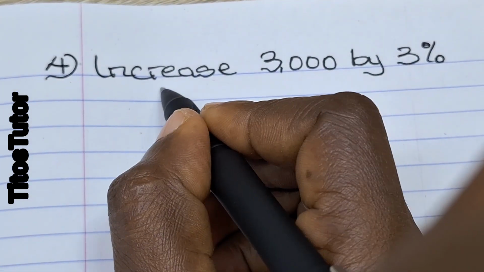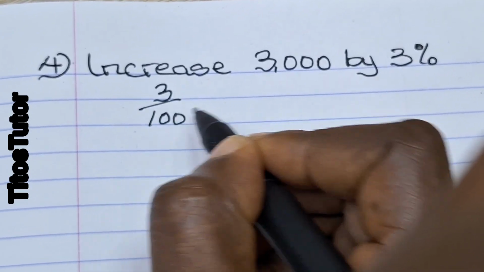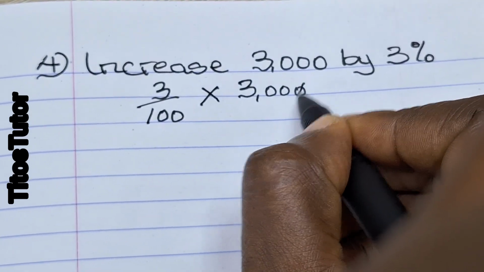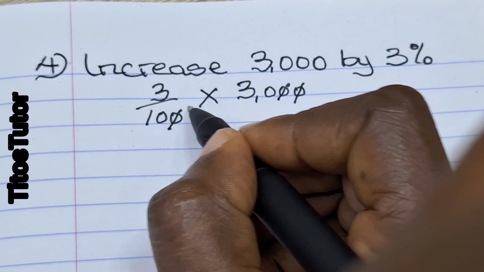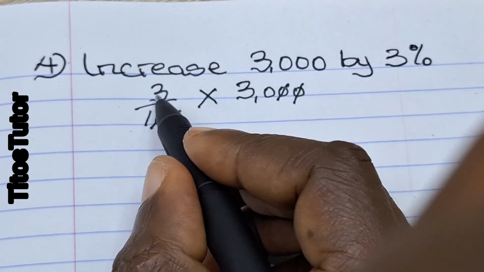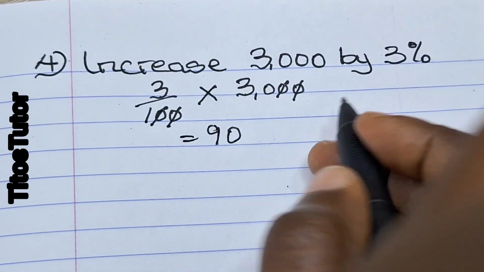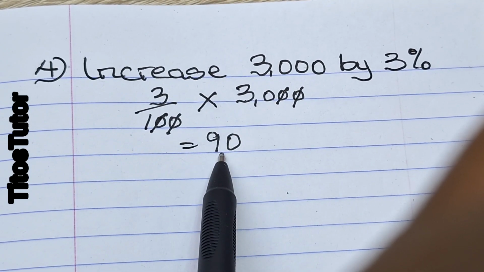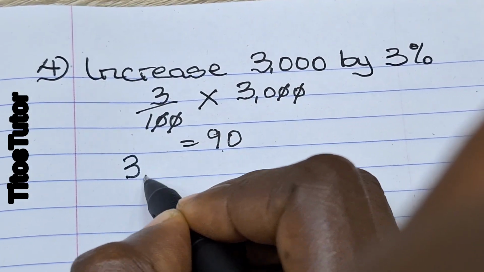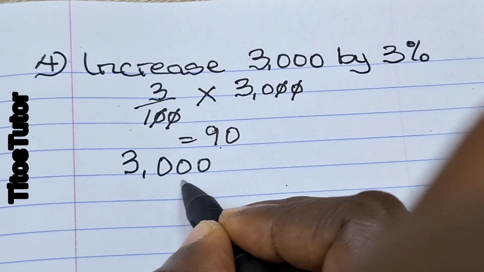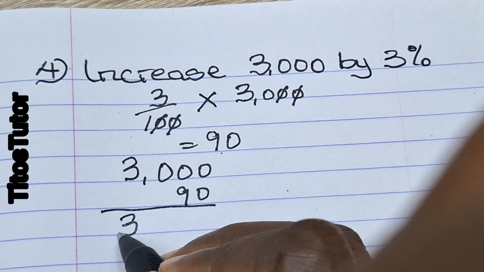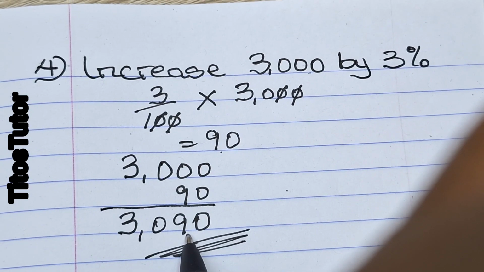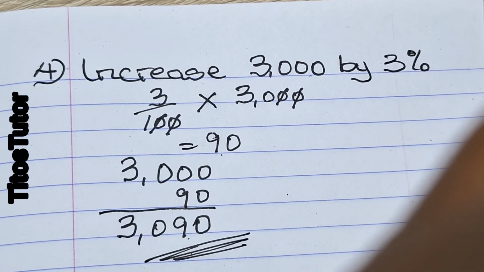So 3% means 3 over 100. Of is multiplication, 3,000. One 0 cancels one 0. Another 0 cancels this 0. I'm left with 3 times 3 is 9 and the 0. So 3% of 3,000 is 90. So I add that 90 to my 3,000. And my final answer is 3,090. 3,000 has been increased by 3%, and that's it.